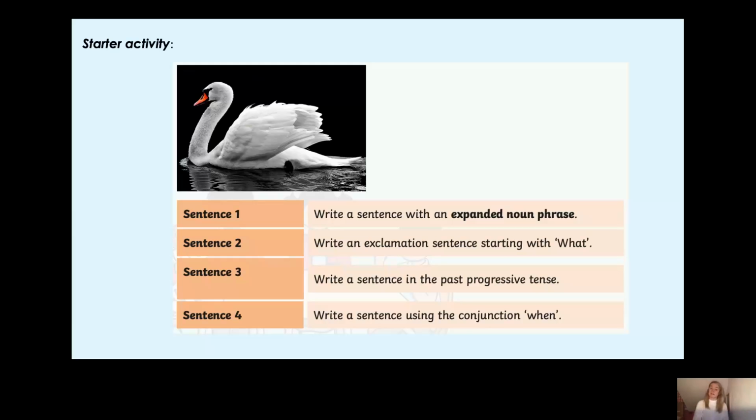Okay, so while you were completing the activity, I also completed the activity. And I'm going to share my sentences with you. Now, don't worry if you haven't got the same sentences as me, because there are lots of different sentences that you can write about this picture. Just because they're not the same as mine doesn't mean they're not right. You just need to make sure that you've included all of the different parts that you need.